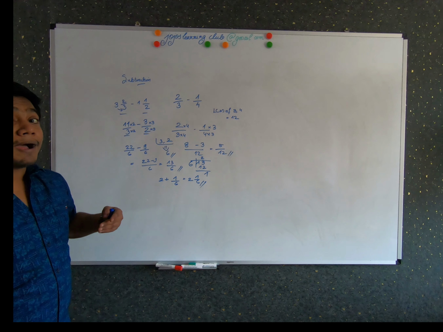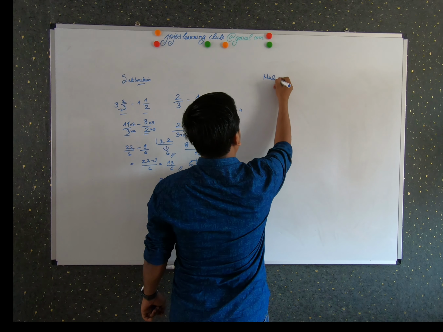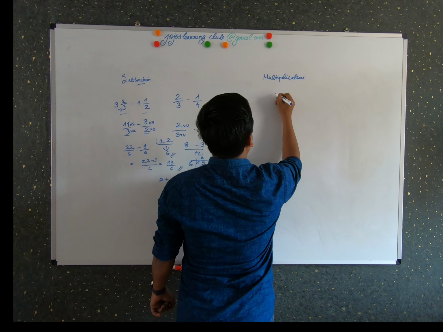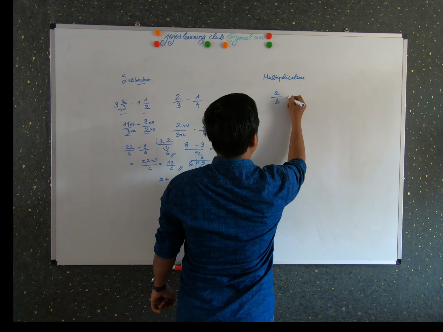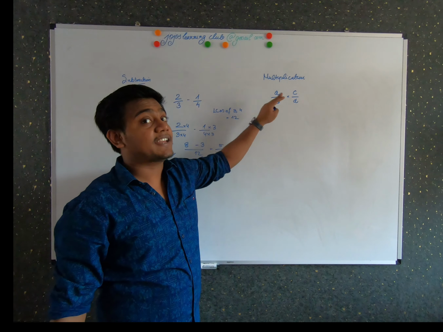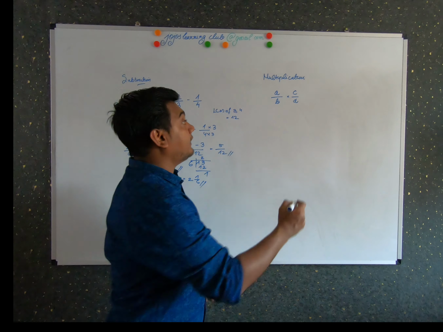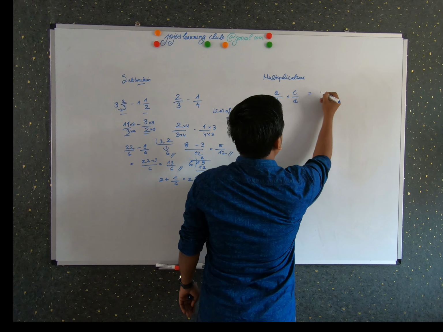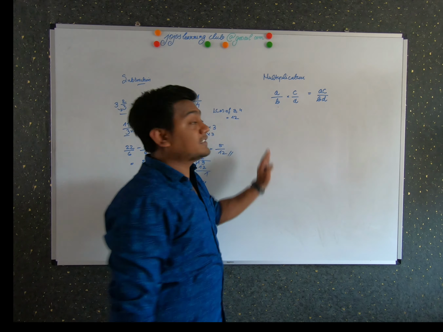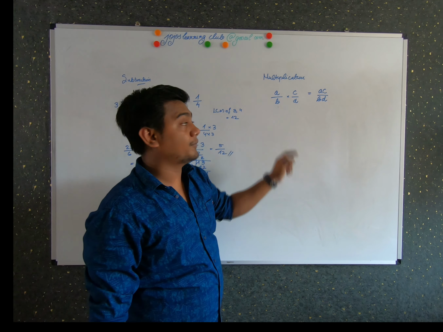Now let's do some multiplication with fractions. Multiplication with fractions: A by B times C by D. So A by B is a fraction and C by D is another fraction. When you want to do multiplication, you can do A times C, so that is AC, by B times D as BD. So you can just directly multiply the numerators and the denominators.